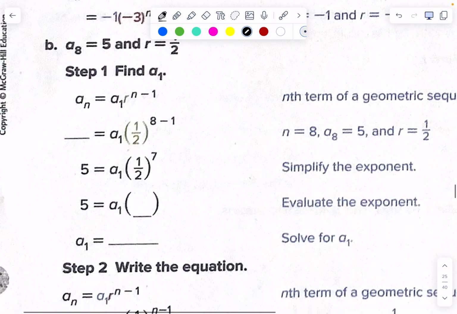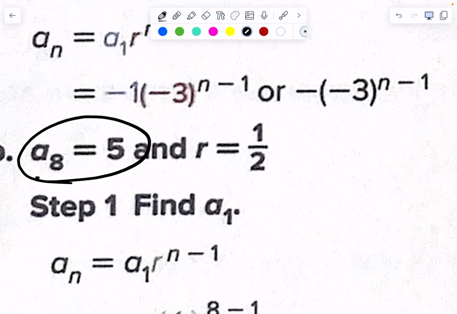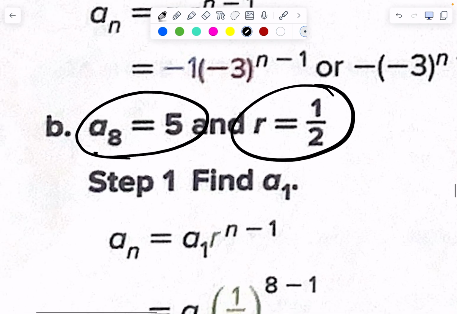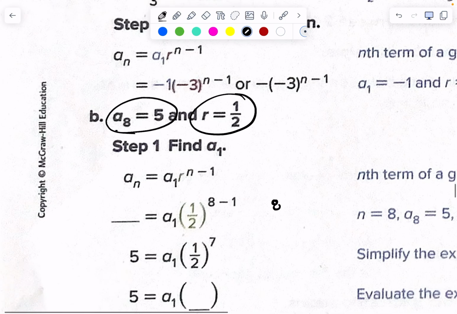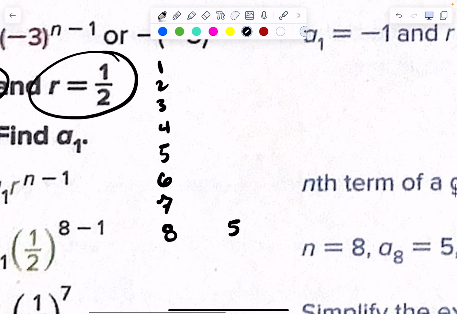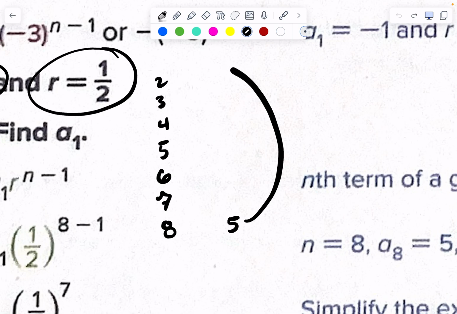Do we need to see an example where they don't give you a sequence, where they just give you this thing? That's the 8th term. If the 8th term is 5, the 7th, 6th, 5, 4, 3, 2, 1. To get from here to here, you're taking it times 1/2 every time. So how do I get from here back? Times 2. So what's the 7th term?